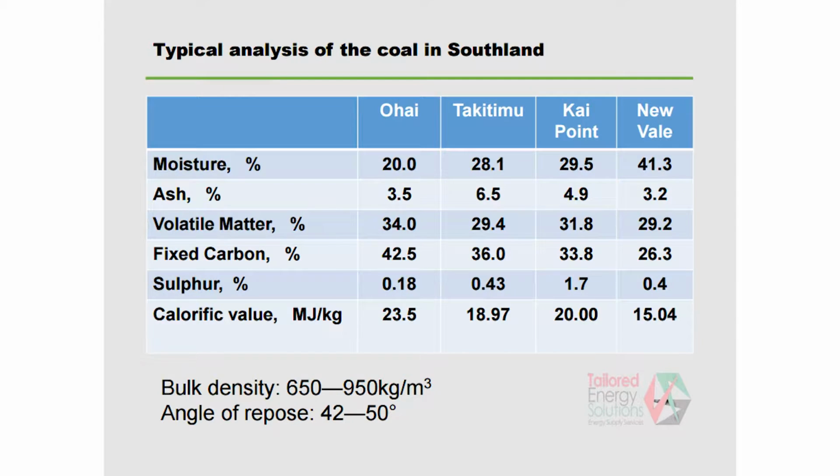The moisture content ranges from 20, 28, 43, 41.3. That's the Newvale, that's a lignite coal. Ash content these days, probably Ohai is slightly higher, 3.7 now, 3.5 now. Heating value 23 for lignite down to 15 megajoule.